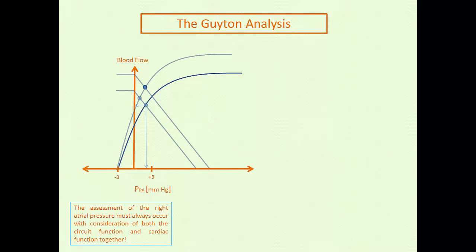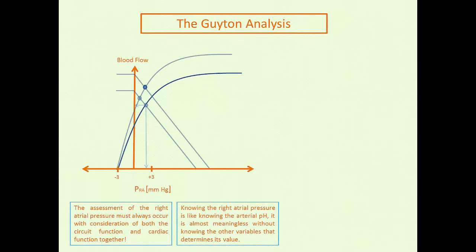So again, just to reiterate, the assessment of right atrial pressure or the CVP must always occur with consideration of both the circuit function and the cardiac function. And knowing the right atrial pressure is like knowing the arterial pH. It's almost completely meaningless without knowing the other variables that go into its determination. I hope that with this you can appreciate that trying to get somebody's volume status from their CVP is completely flawed and frankly ignorant.